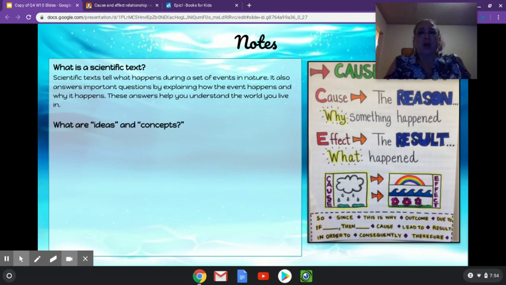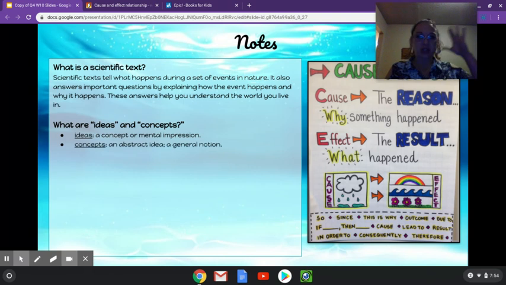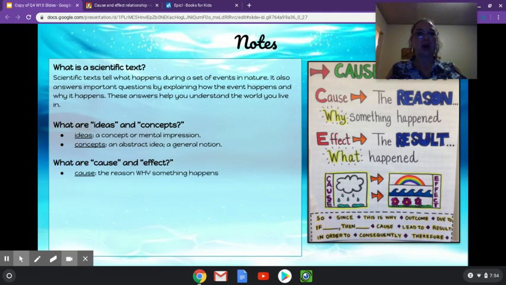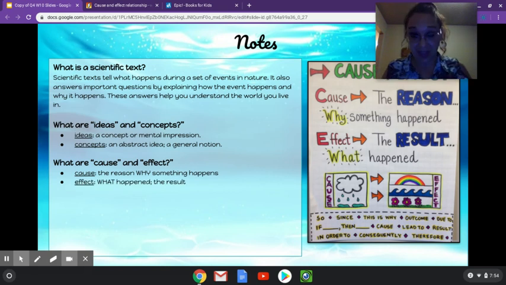We have what are concepts and ideas. Well, an idea is a concept or a mental impression, and a concept is an abstract idea or a general notion. What are cause and effect? Well, the cause is the reason why something happens, and the effect is what happened as a result of that.